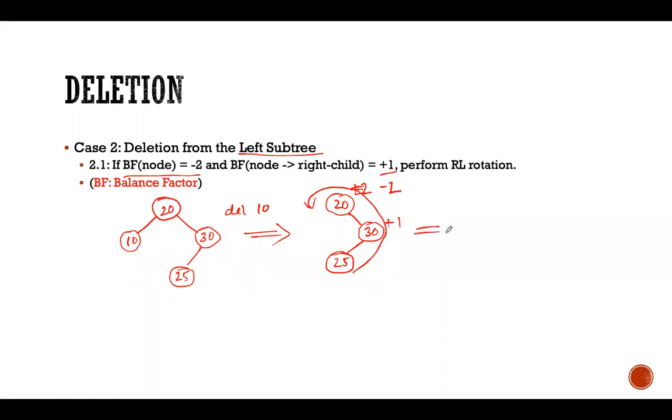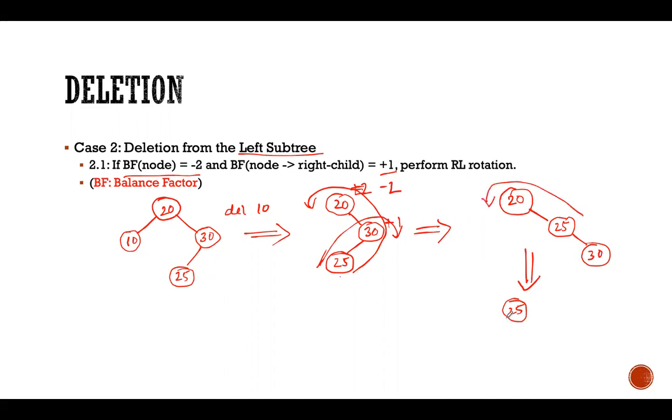In the RL rotation, we are going to first rotate to the right, then we are going to rotate to the left. So first right, then it will become 20, 25, 30. And then we are doing the rotate to the left, and it will become 20, 30.